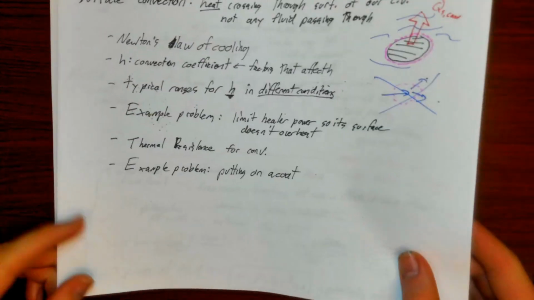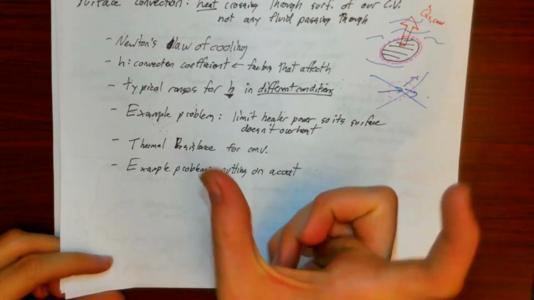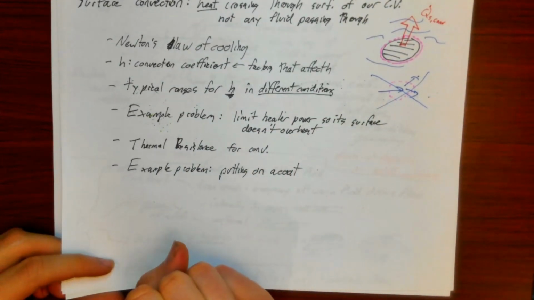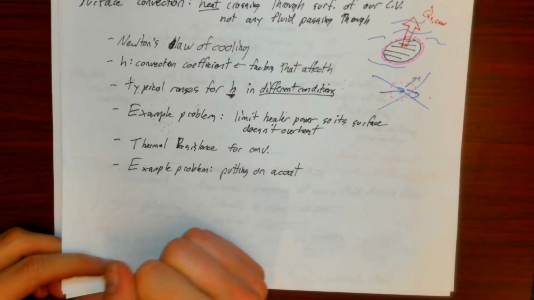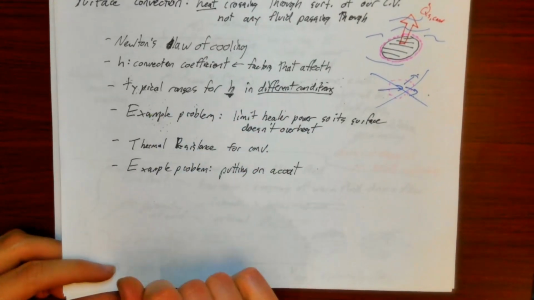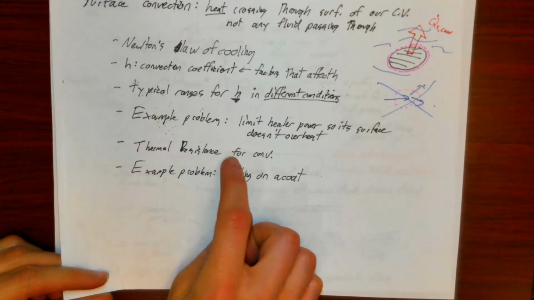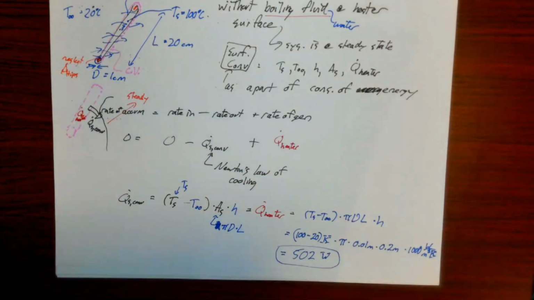So what's up next? We just completed this example problem where we related temperatures and heat flows for a system where heat was going from a solid to a surrounding liquid, and we did that with conservation of energy and Newton's law of cooling. Next up, let's talk about thermal resistances for convection.